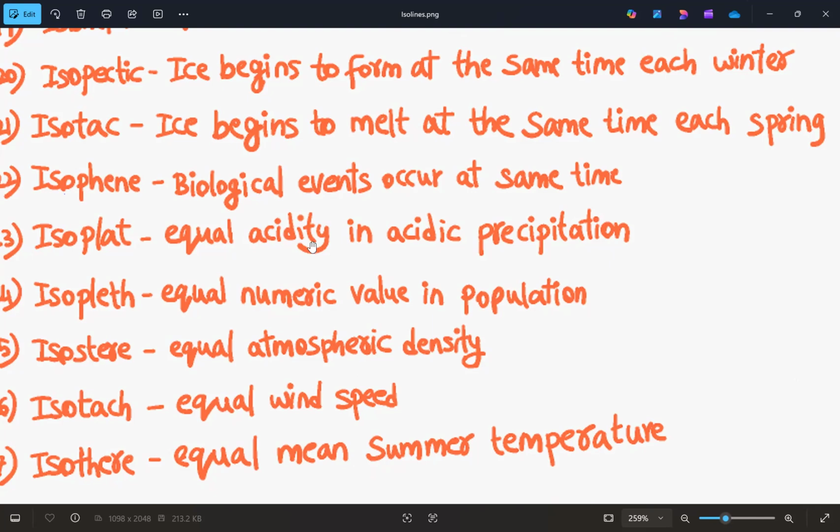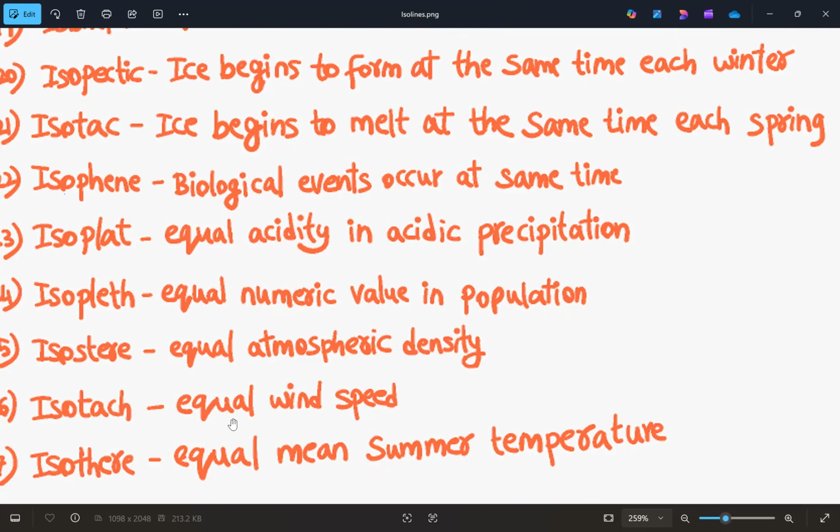And the next one is isotach. This is different from isotac, which we learned is where ice melts, but this is isotach. I'm not aware of the pronunciation. Here you are touching the wind: when you wave your hand while traveling in a car, you can feel the air, and the speed is very high. So isotach is for equal wind speed.